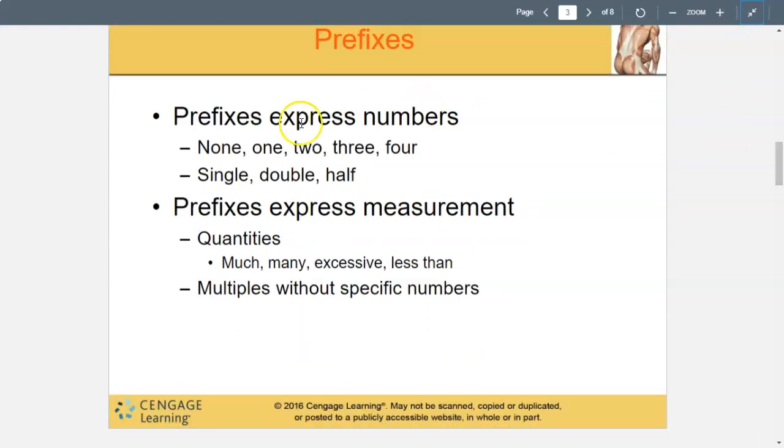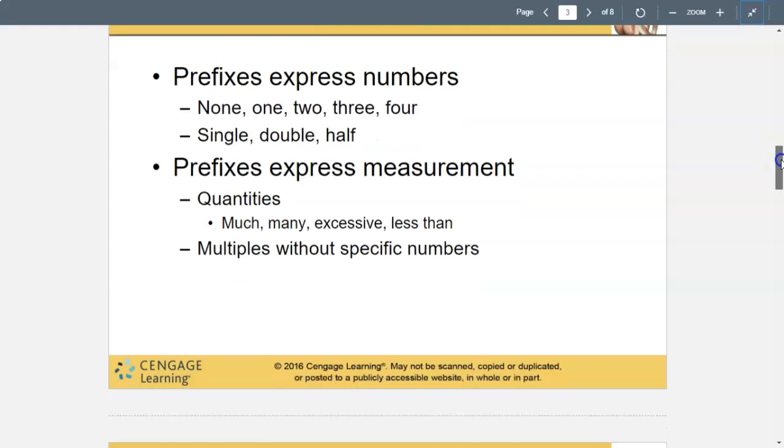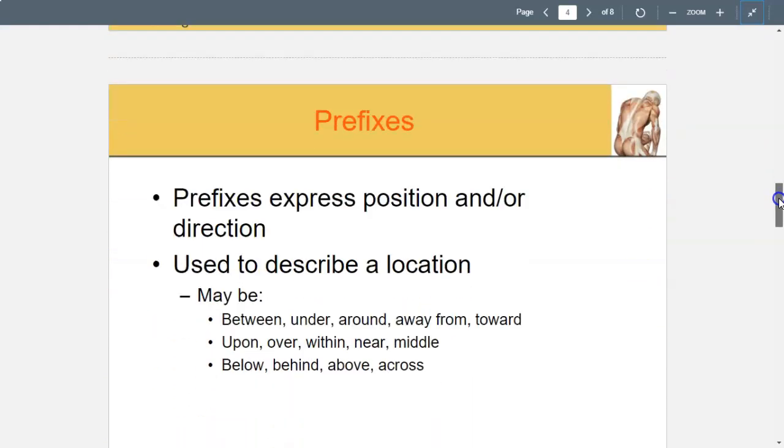So prefixes can denote numbers: none, 1, 2, 3, 4, single, double, half. Okay, so those are common. Common prefixes. What are the common meanings for prefixes? They also express measurements. Many, much, excessive, and less than, and then multiples that are without specific numbers. Okay, poly, milli, mono, that actually denote amounts. Okay, without a specific number associated with it.